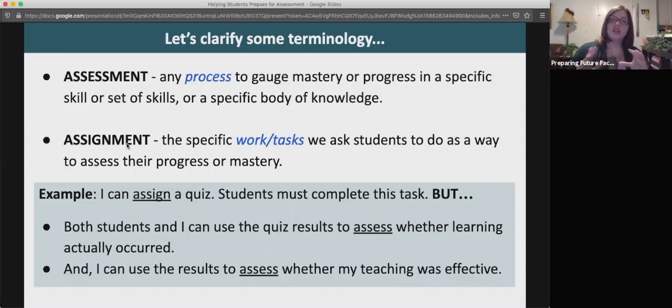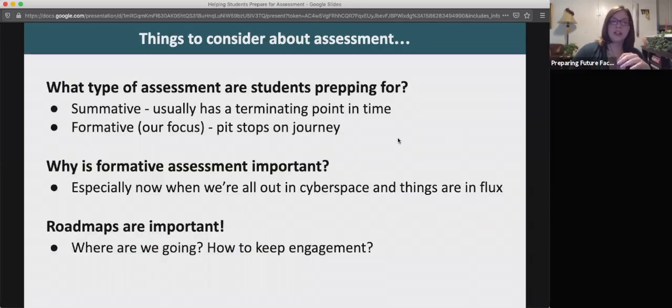Any further questions on the clarification between these two terms? You're going to hear both throughout this webinar. Very good. Okay, so just to further start to frame our discussion as we go into talking more about assessments.